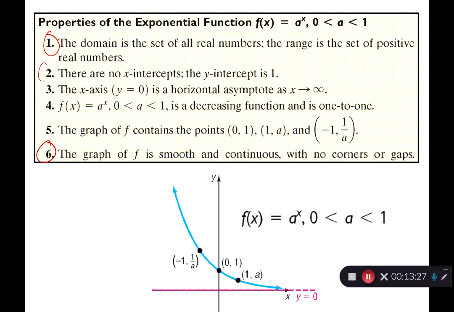All right, number 2 goes with number 3, right? Because the graph never crosses the x-axis, there is no x-intercept, and y equals 0 would have to be the asymptote then. So a lot of these properties can be deduced just by reading the graph.